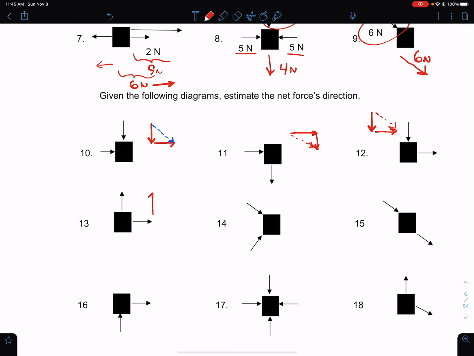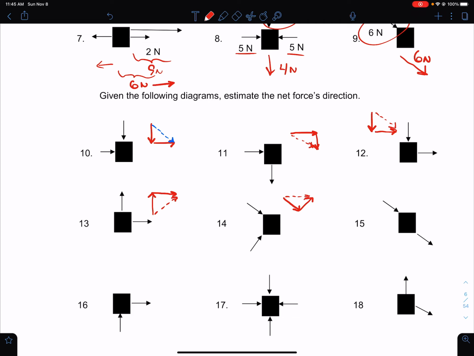We have number 13. We have one vector that's upwards. We have one vector that's to the right. So our resultant will be to the upper right. Number 14, you have one vector that's pointing down to the right. The next one is pointing up to the right. So this is just going to go straight across for our resultant.